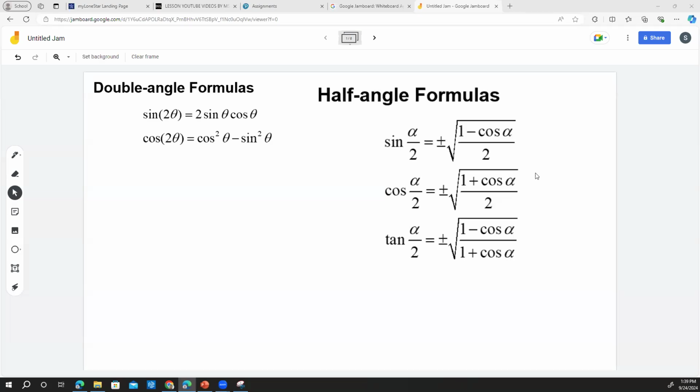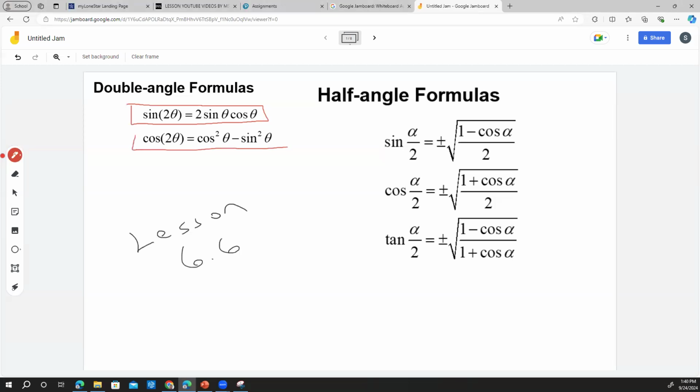With this lesson, I am going to go over some example problems for lesson 6.6. Lesson 6.6 talks about double angle formulas and half angle formulas. When we say double angle formula, this is very important. Sine of 2 theta can be calculated by multiplying 2 times sine of the angle times the cosine of the angle. Similarly, cosine of 2 theta is calculated by cosine squared theta minus sine squared theta. These two are called double angle formulas, and they're very important.